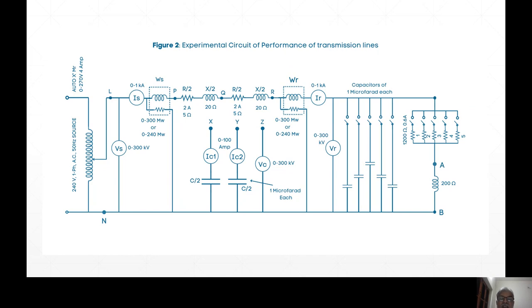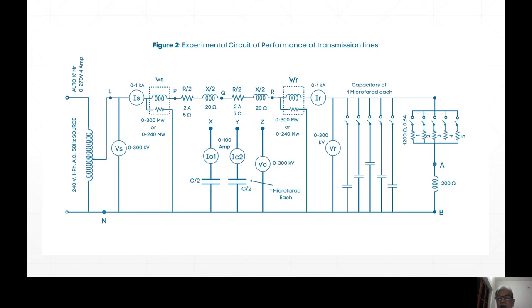Then IC1 and IC2, we are using two capacitors, two halves of the capacitors. If we connect them in parallel, that means if we make the total capacitor C and connect it with R, then it is end condenser method. If X is connected with P and Z is connected with R, then it makes pi representation. And X and Y connected together, and then it is connected with Q, it gives you T representation. Here in today's talk, we are going to talk about only end condenser method.